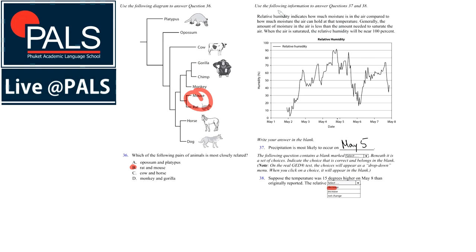And so one more time, relative humidity indicates how much moisture is in the air compared to how much moisture the air can hold. So the amount of moisture in the air does not change, but since the air is warmer and can hold more moisture, therefore the relative humidity will change and decrease.